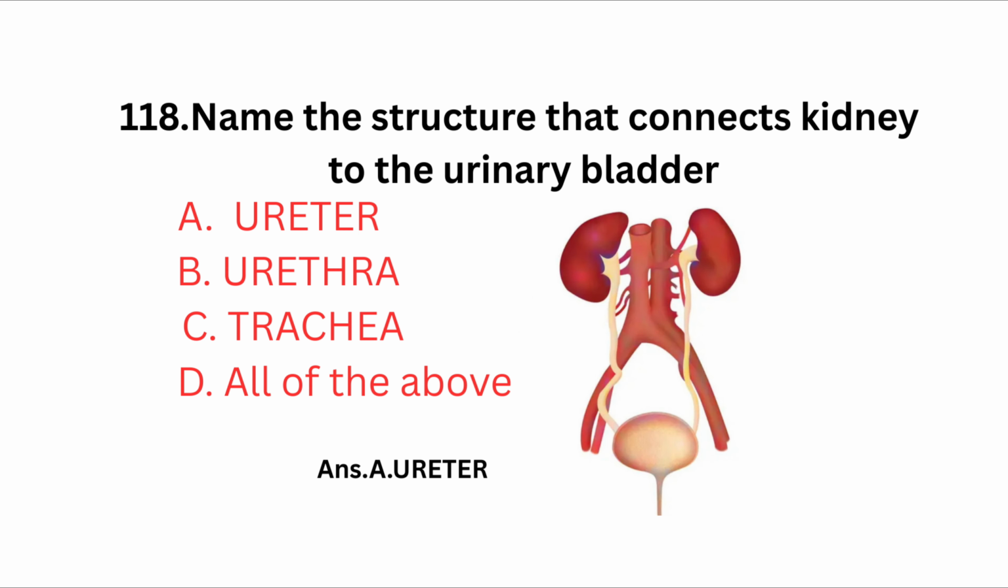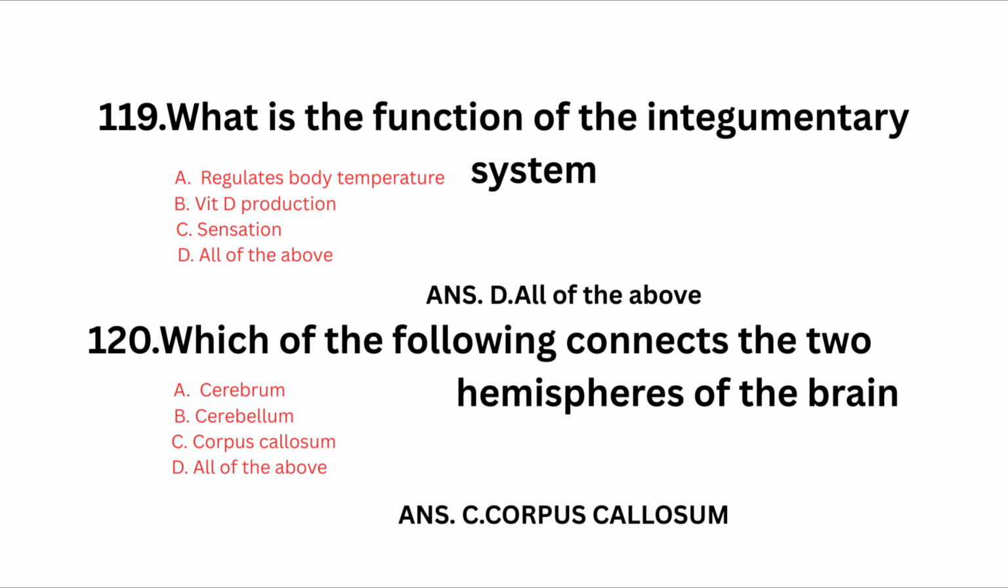Right, next question. 118, name the structure that connects kidney to the urinary bladder. A, ureter. B, urethra. C, trachea. All of the above. The answer to this is ureter. Of course, the bladder is the big yellowish thing. The urethra is down. The ureters are these yellowish tubes that are connecting the kidney to that big balloon-like thing in the lower part. I hope it's clear, guys.